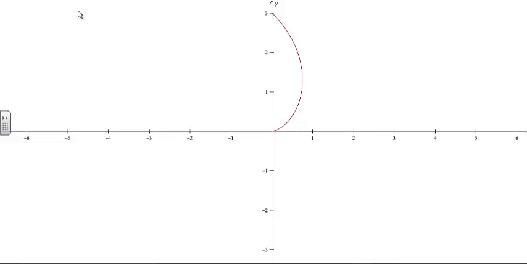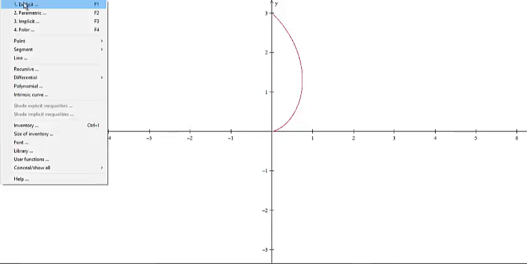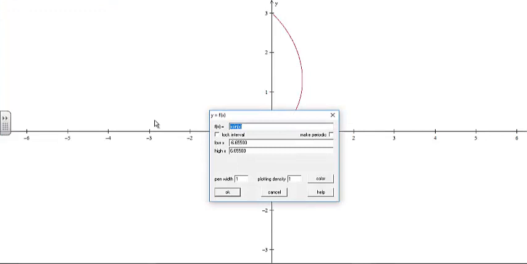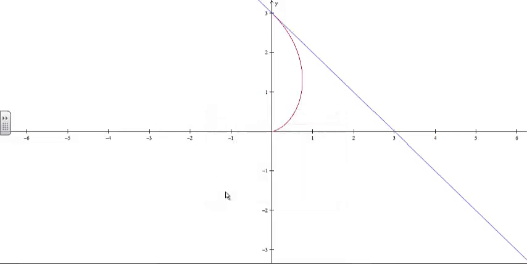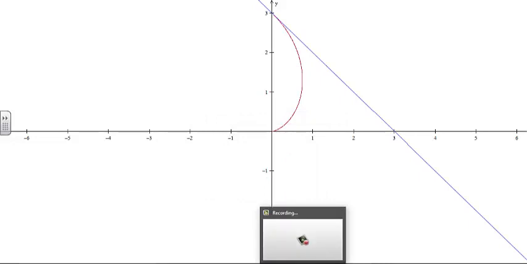And just to prove that that's really true, we can draw a line that has a slope of negative 1 that goes through 3. So if we do negative x plus 3, that should be a good curve. And you can see that it does. It is tangent. This curve, which has a slope of negative 1, is tangent to this polar equation.